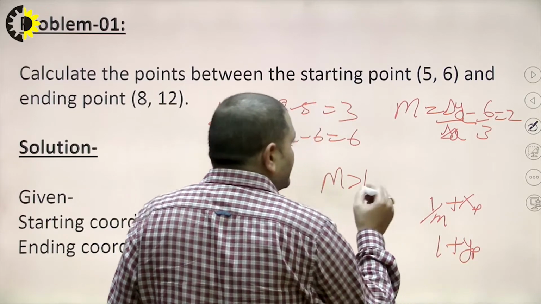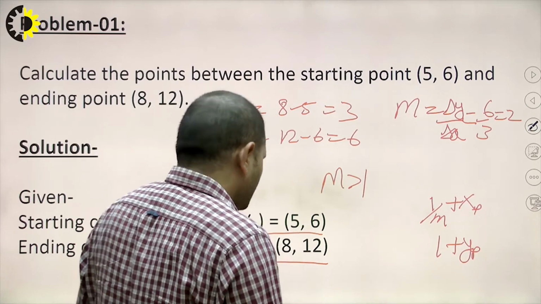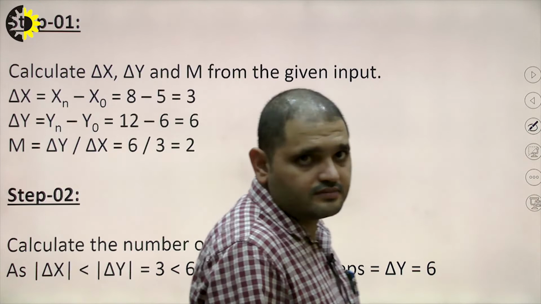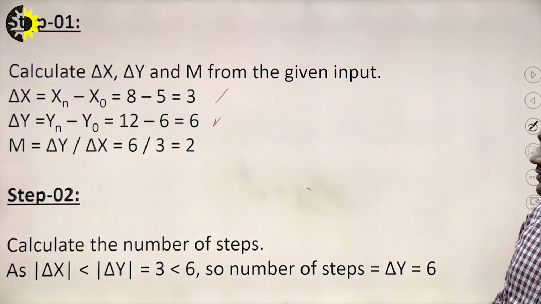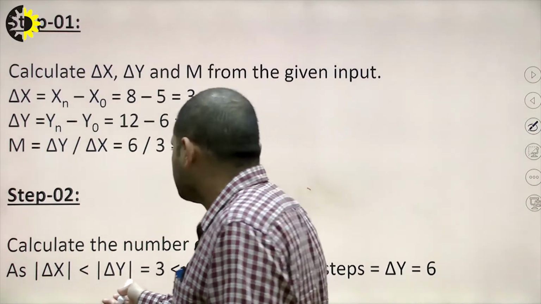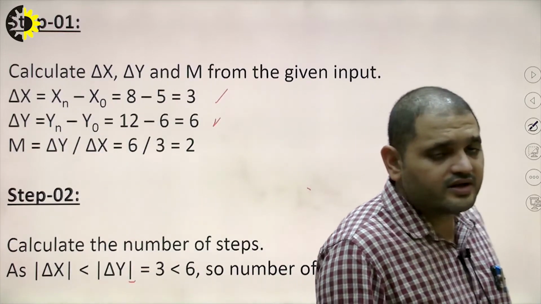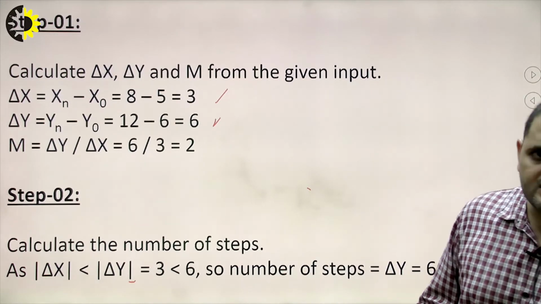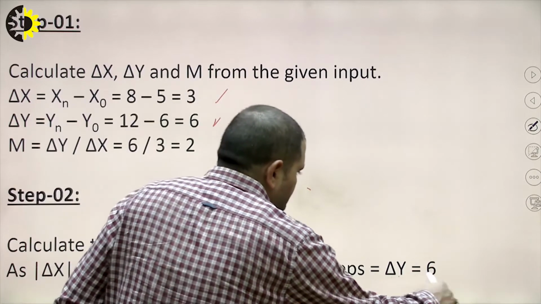So the inverse of the slope, what will the value be? 0.5. Okay, so we can find the value of m, that I have already done. These values are already done. For the number of steps, we can see del x is less than del y, the value of del y is greater. I have already told that whichever is greater, either del x or del y, since del y is greater, that is 6, the number of steps will be 6. Okay, so these are the number of steps.